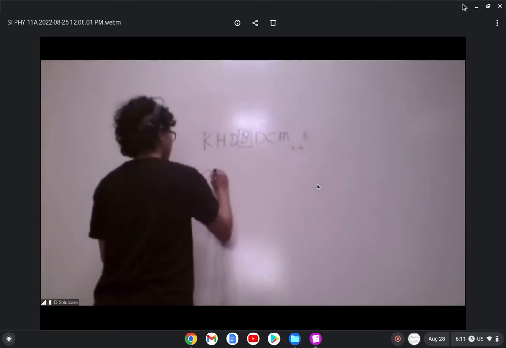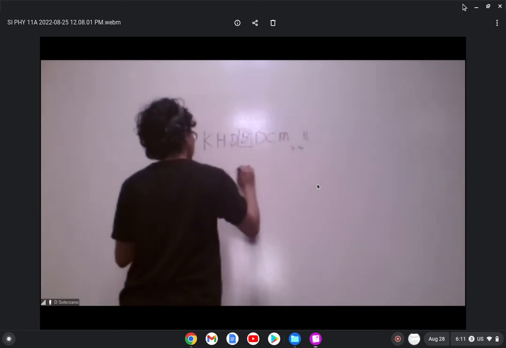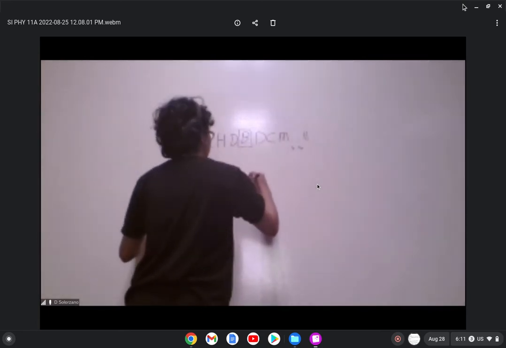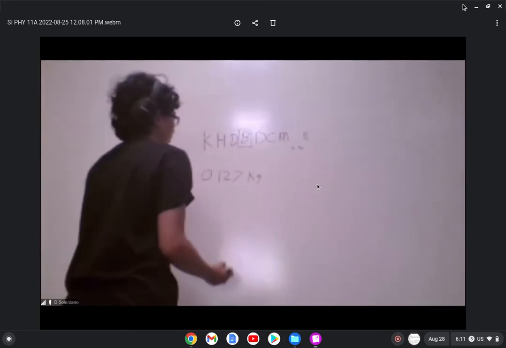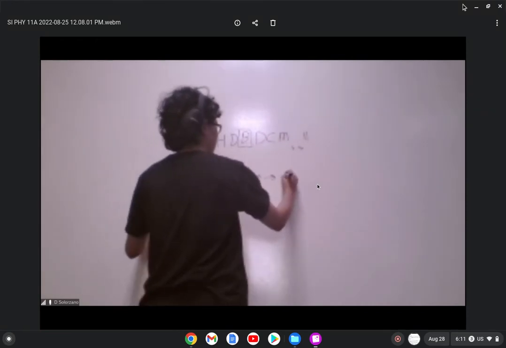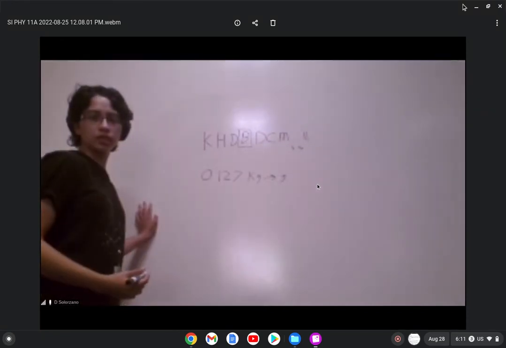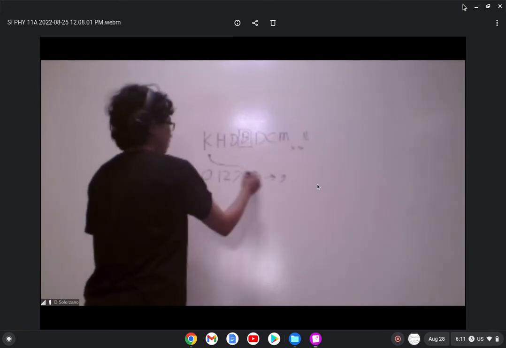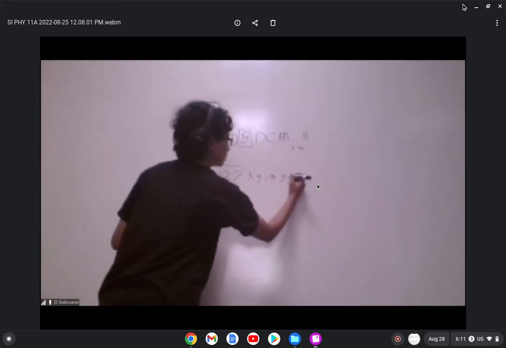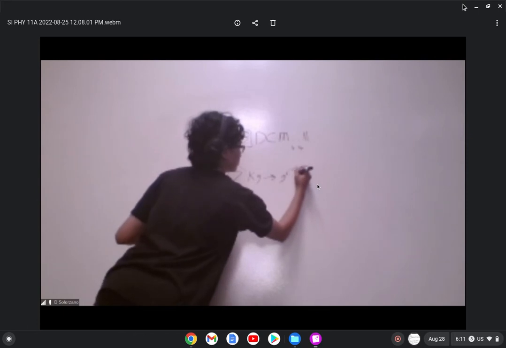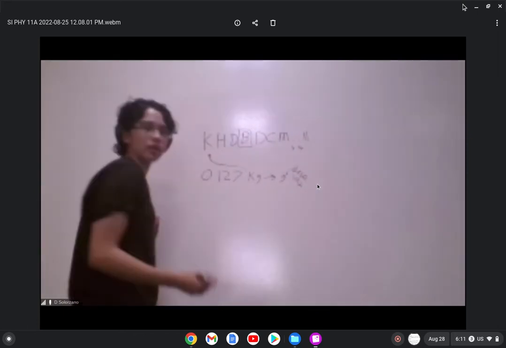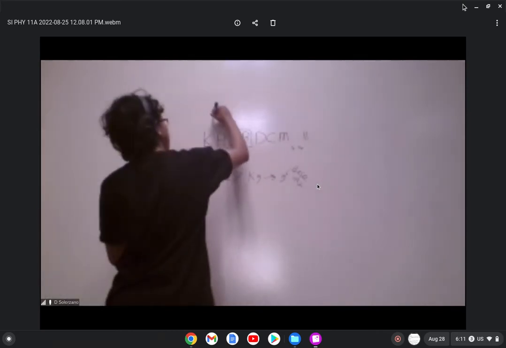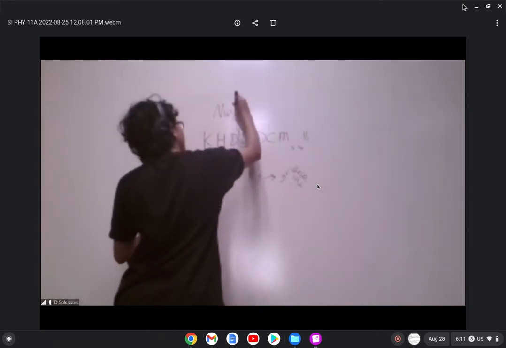So for example, if you were to have 0.127 kilogram and you want to convert it to grams, you're going to start at the K, because that's for kilo, and then you want to get to grams, which is your base unit, so that's going to be where the B is.